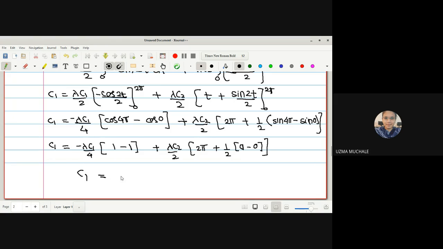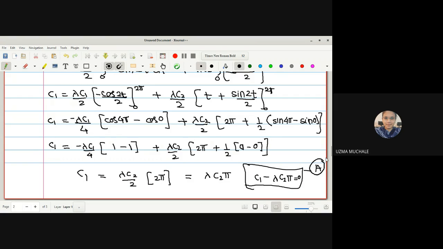C1 is equal to, we get the first term is 0. So what I get is the value lambda C2 upon 2 into 2 pi. This is again 0. So this 2 gets cancelled. We get lambda C2 pi. So what is our equation? C1 minus lambda C2 pi is equal to 0. Okay.